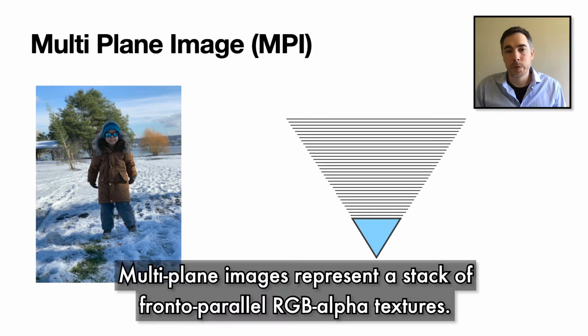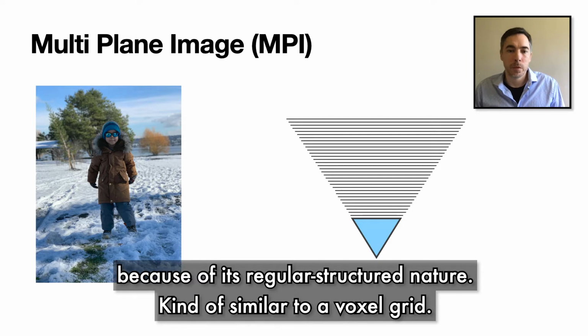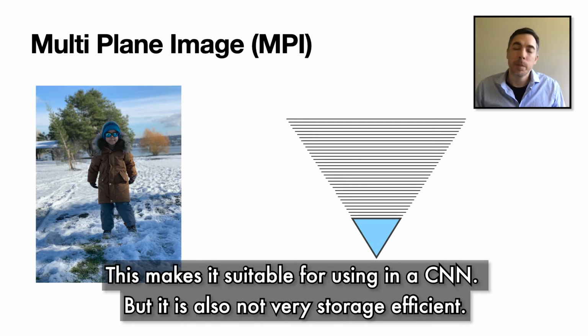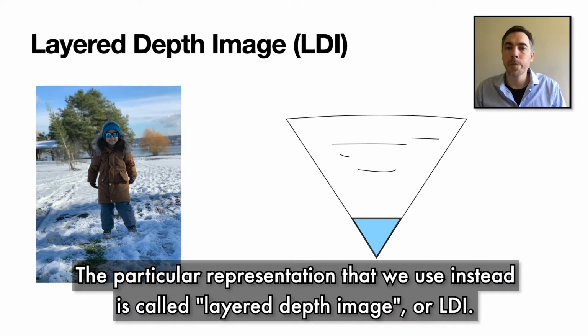Multiplane images represent a stack of frontal parallel RGB alpha textures, and this representation has been fairly popular recently because of its regular structured nature, which is kind of similar to a voxel grid, which makes it suitable for using in a CNN, but it is also not very storage efficient. So the particular representation that we use instead is called layered depth image, or LDI.